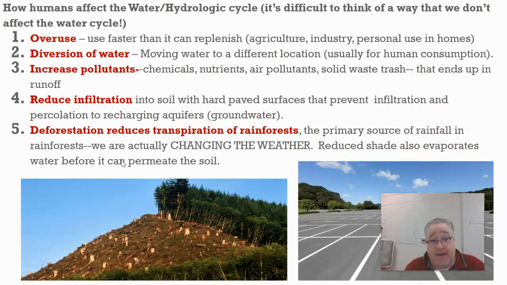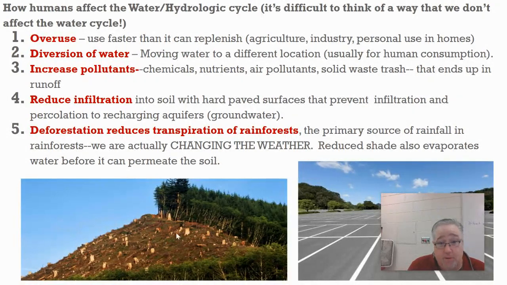Another thing is deforestation. This picture on the left, cutting down forested area, that really impacts transpiration, right, which is a type of evaporation. So by removing all of these trees, not only do we decrease the amount of water that can evaporate, but if there's less water in the atmosphere, that means there's going to be less rainfall. So that actually can change the weather. If you think about it, deforestation has an impact on climate and weather patterns around the world.